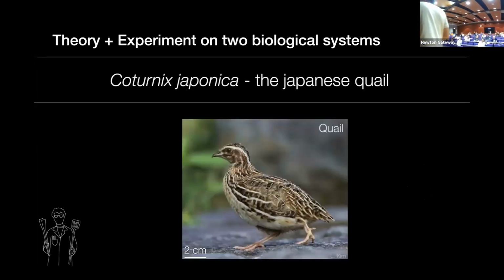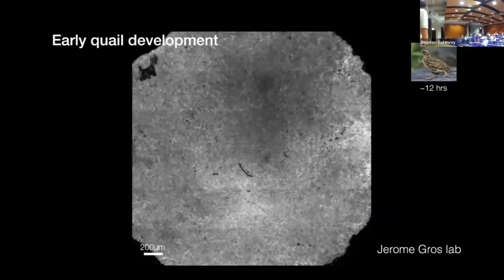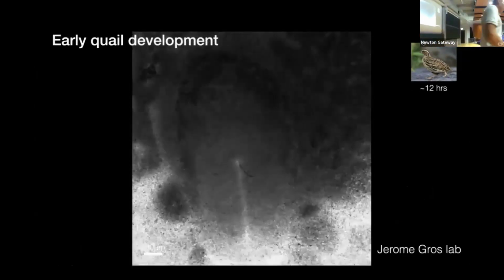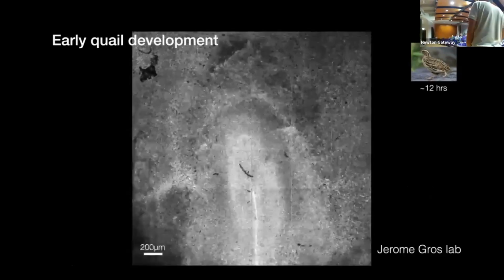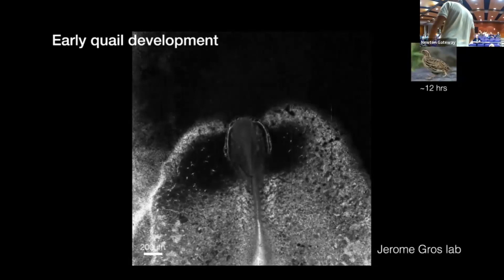But the system we've now bridged to is the quail. I'll tell you why we've chosen to start working with the quail in a couple of minutes. Of course, quail is a little bit like chicken, and there are a couple of things specific about birds. So now I'll show you quail development. This is a collaboration with the Gross Lab in Paris, and also here, over the course of just a couple of hours, everything you see, the head forms later again.